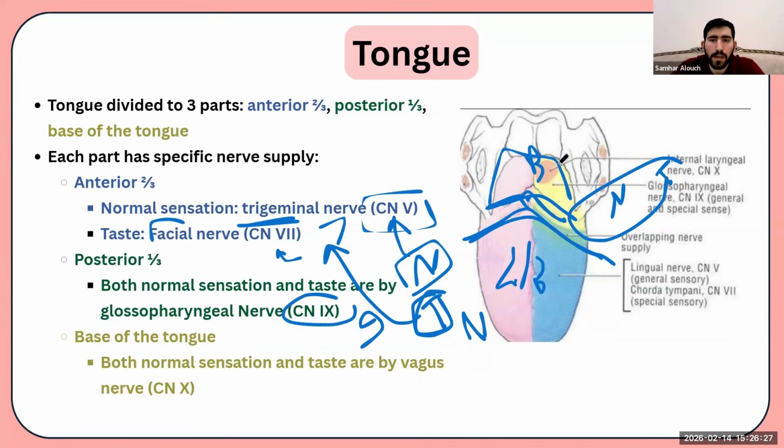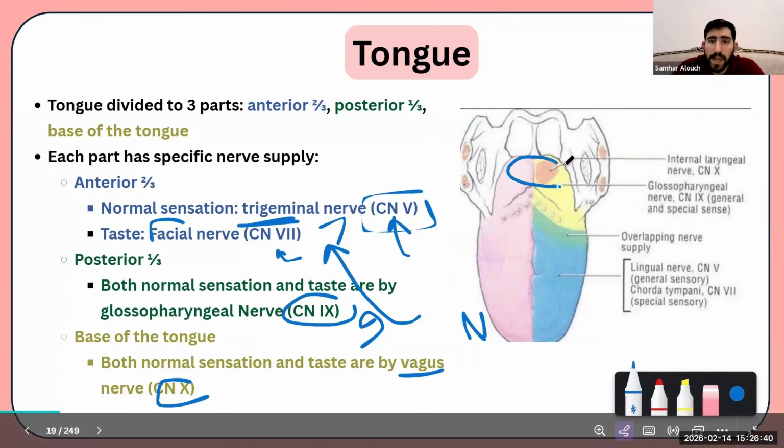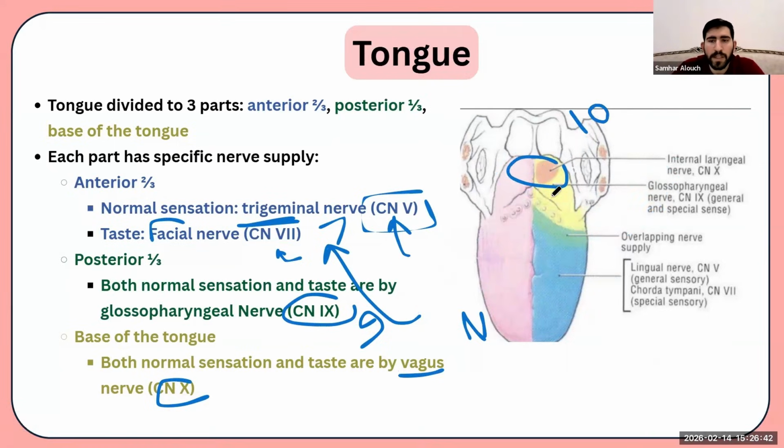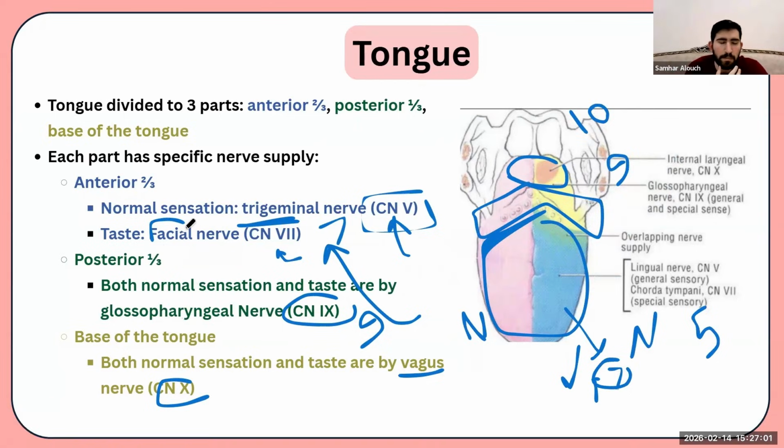Finally, we have the base of the tongue, and it also has normal sensation and taste sensation, but both of them are supplied by cranial nerve number 10, which is the vagus nerve. So for the last time, in the base, both of them are by cranial nerve number 10. In the posterior 1/3, both of them are by cranial nerve number 9. In the anterior 2/3, the normal sensation is by cranial nerve number 5. The taste sensation is by cranial nerve number 7, which is the facial nerve. Why is that? Because when you taste something sour or bad, your facial expression will change.